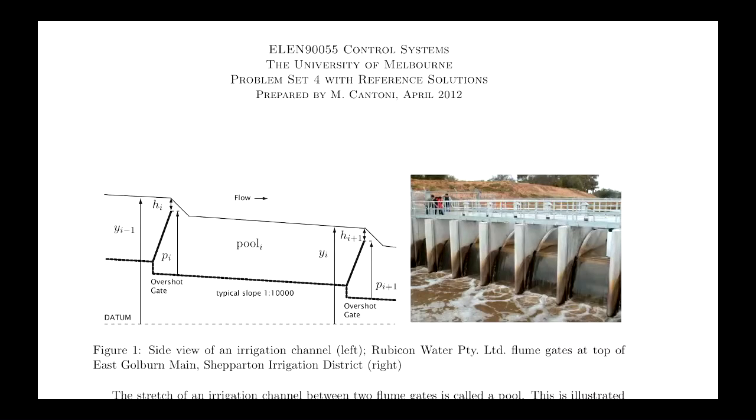Okay, good morning everyone. So today we're going to look at problem set 4, and in problem set 4 what we're trying to do is design a feedback control system that is part of a gravity-fed water distribution network, and the role of the feedback control system is to regulate the water level at the downstream end of each so-called pool along an irrigation channel.